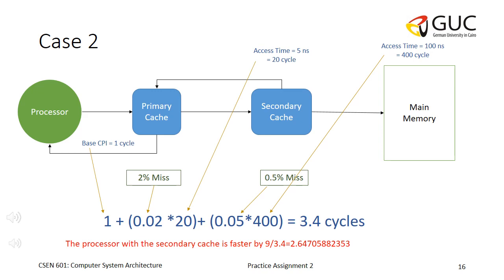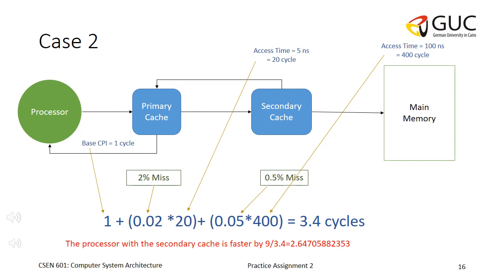So in order to calculate the number of cycles for this access, we multiply the 5 nanoseconds by the frequency, which is 4 gigahertz. So we have here 20 cycles access time for the secondary cache. And we have a 0.5 miss rate: if we missed at the primary cache, and the secondary cache misses, it misses at a rate of 0.5, and the rest of the attributes are the same from case 1.